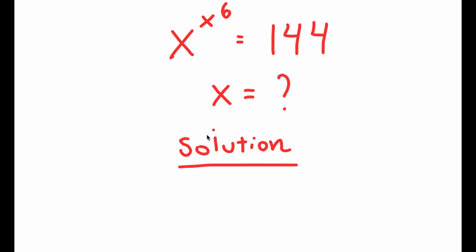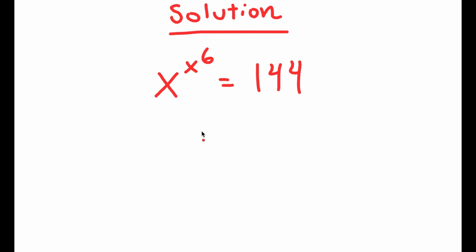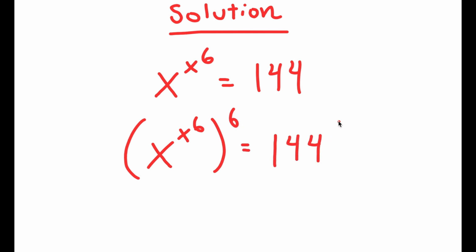I'm first going to rewrite this down here so I have a little more solving space. So I have x to the power of x to the power of 6 is equal to 144. And now the first thing I'm going to do is take the power of 6 on both sides. So I get x to the power of x to the power of 6 to the power of 6 is equal to 144 to the power of 6.